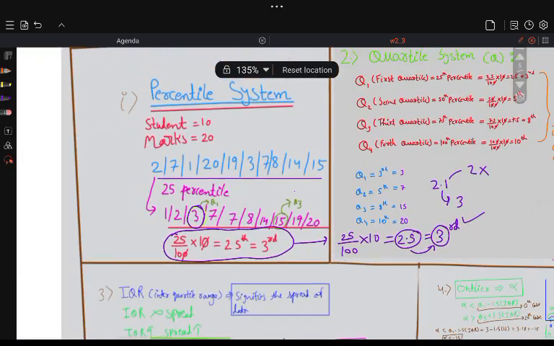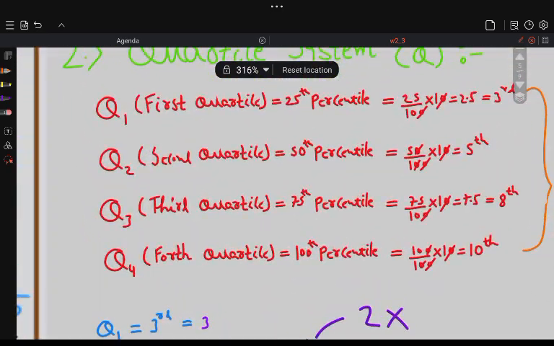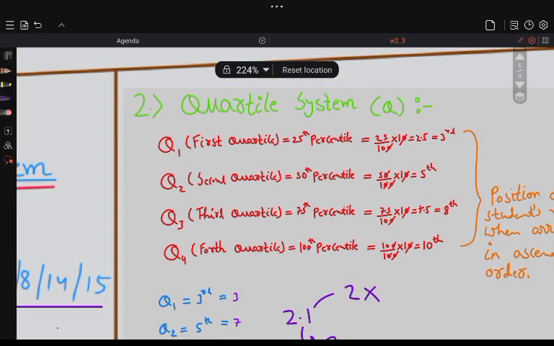Similarly, we can calculate the 50th percentile. So 50 divided by 100 into the number of students, that is 10. So the fifth position will be the person who scored 50. Similarly, 75 and 100. So basically we divided the percentile that was 100 into 4 parts and named them as the quartile system. So we divided the percentile system into 4 parts and named each part a quartile. And this system of division of percentiles is known as the quartile system.